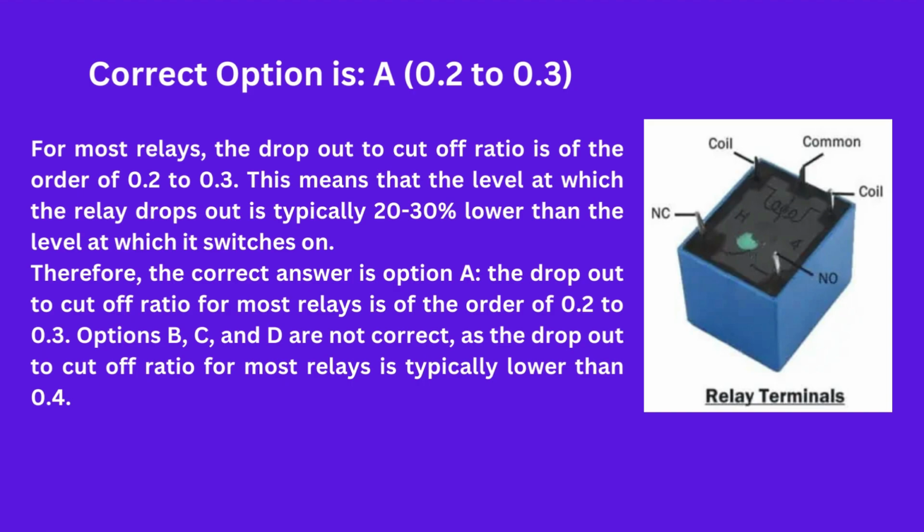The dropout to cutoff ratio for most relays is of the order of 0.2 to 0.3. Options B, C and D are not correct, as the dropout to cutoff ratio for most relays is typically lower than 0.4.